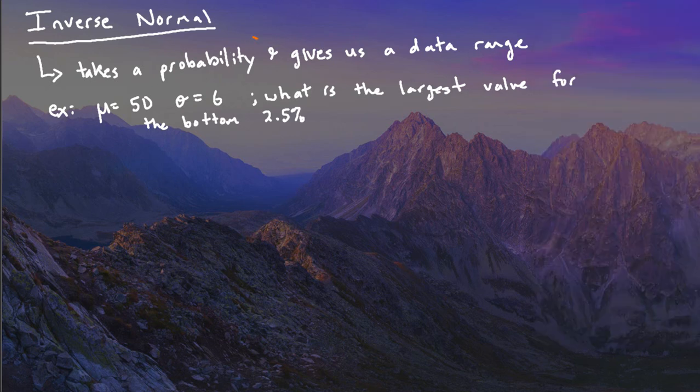We're going to take a look at inverse normal. In the last video, we did normal CDF, which basically takes a data point, a range, and gives us a probability. Now we're taking a probability, going backwards and finding the data point. So let's take a look at this example in order to understand what I'm talking about.